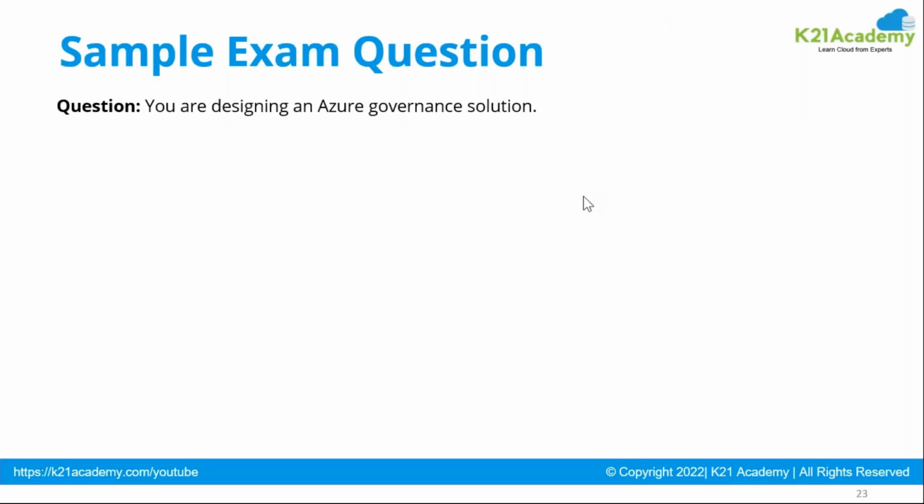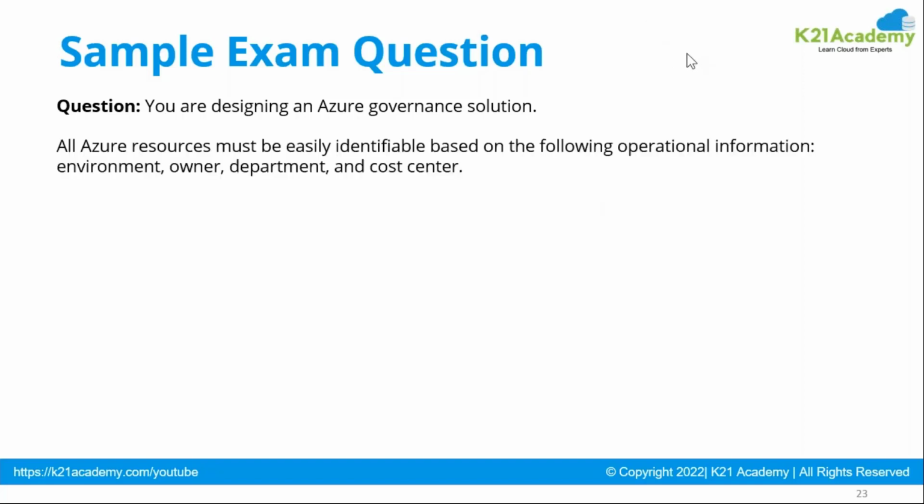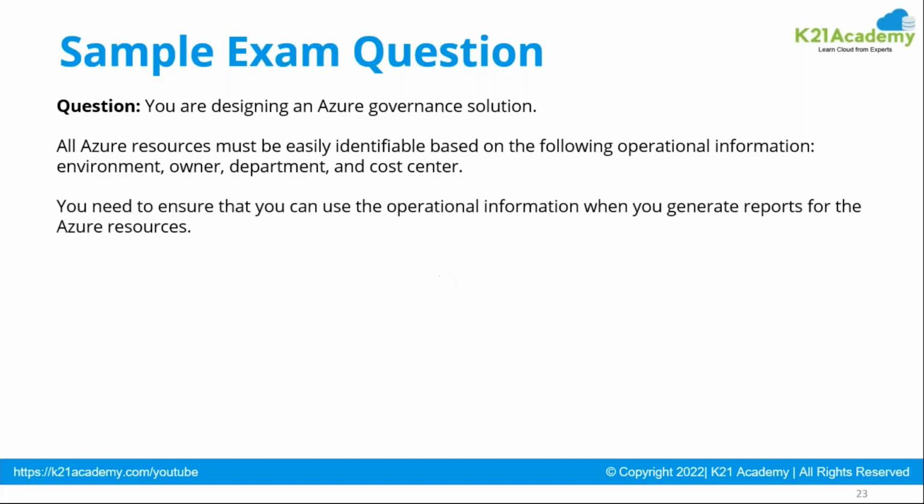Yeah. Now, guys, another question. You are designing an Azure governance solution. The requirement is that all Azure resources must be easily identified based on the following operational information: which environment they are, it can be a prod environment or a user acceptance testing environment like UAT, or whether that particular resource has an owner, or let's say a department and a cost center. So how will you be able to create a policy in order to assign them on the basis of that? You need to ensure that you can use operational information when you generate reports for these resources. For example, let's say I would like to know how much this group of resources will be costing me.